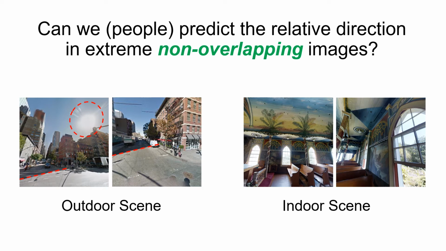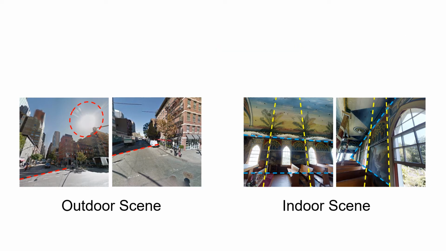We can also use geometric priors. For example, we can find sets of parallel lines in the scene and understand how these lines and their vanishing points relate to one another. These kinds of cues do not take the form of direct correspondences, but instead are implicit or hidden cues that provide evidence for the relative orientation.